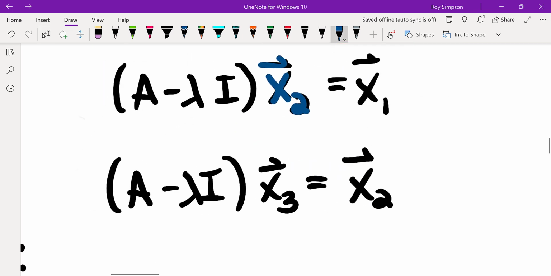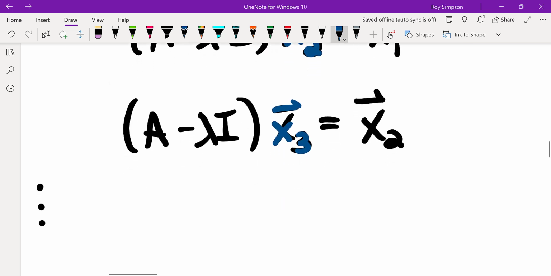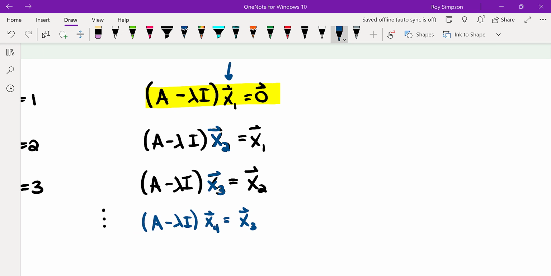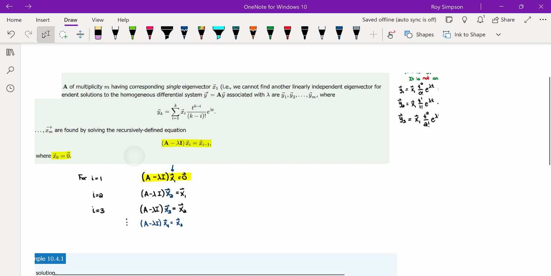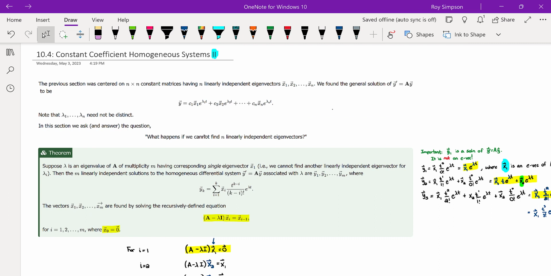And then you could do that again. You could say, well, what would that vector x sub 3 be if we replace the right-hand side with x sub 2? And we could continue on this way and say, okay, well, now if I want to find x sub 4, I'm just going to solve this is equal to x sub 3. It's what we call an iterative scheme. Very, very neat little process. Of course, it does involve solving systems over and over again, but that generates our linearly independent solutions to our homogeneous system where our eigenvalue, lambda, has multiplicity m, but it only generates one eigenvector.